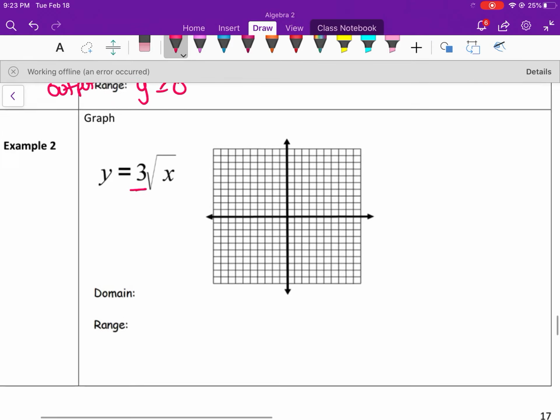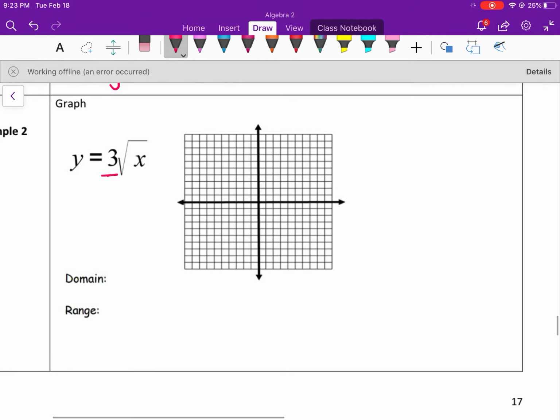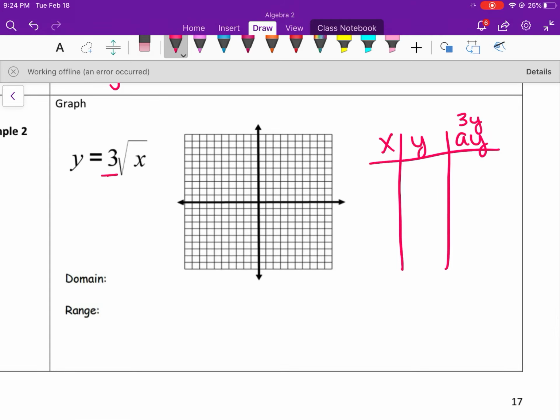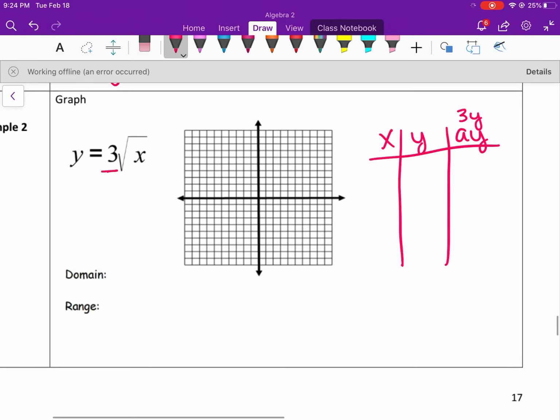So to graph this, I'm going to make an xy table again, but I'm going to have a third column for a y. And a is going to be 3. That's your leading coefficient. So I'm going to choose the values 0, 1, 4, and 9. You really could pick 0, 1, 2, 3. But if you chose the value 2, then the square root of 2 is like 1.7. It's irrational. So I like to stick with the perfect squares.